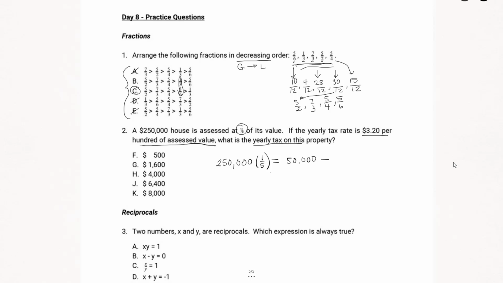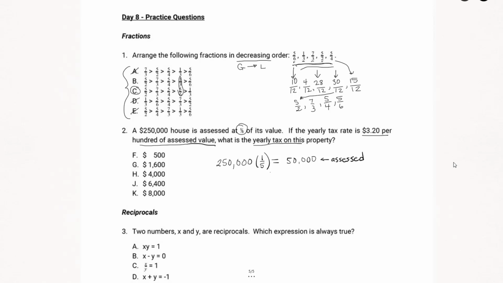So this is our assessed value, what we're looking at, and we got that directly from the first sentence. It gave us the definition of that. We were given the definition of the assessed value. But now it tells us the yearly rate is $3.20 per hundred of assessed value.